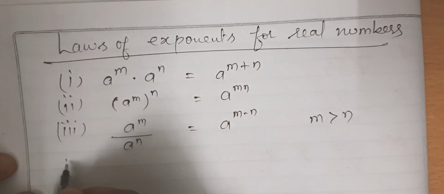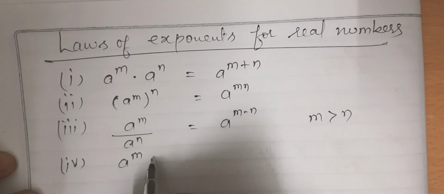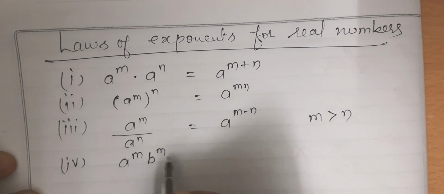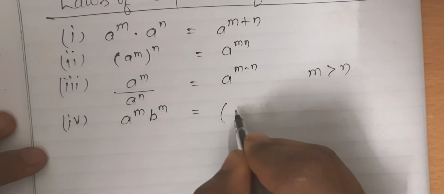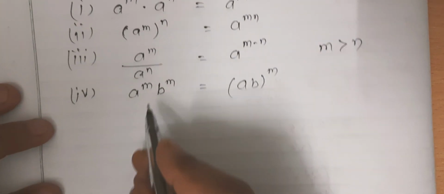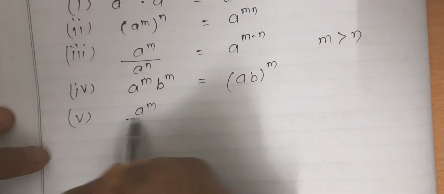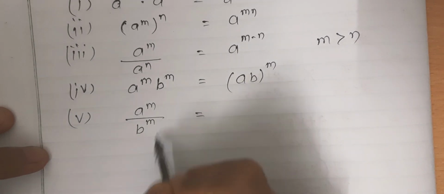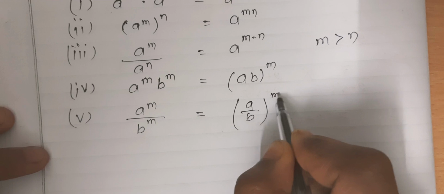And the next one is a raised to the power m and b raised to the power m. Two different bases and same power, so we can write ab the whole power m. Or one more, we have a raised to the power m upon b raised to the power m. Different bases but same power, so we can write a by b the whole power m.